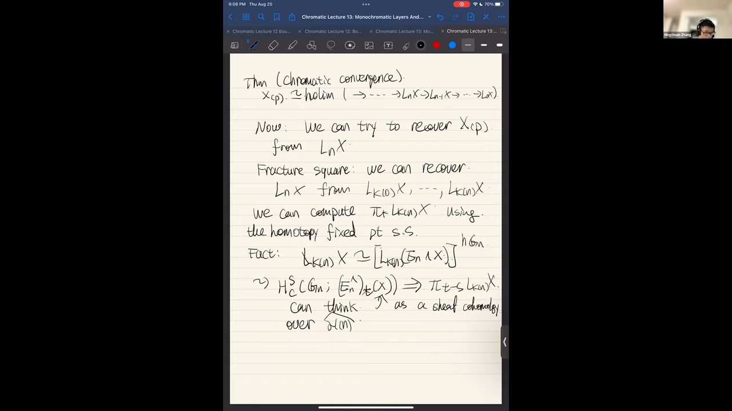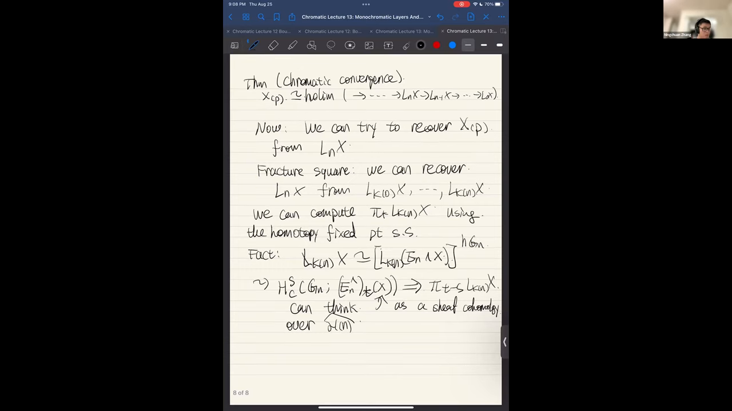And maybe a way to package all those connections between MFG and the moduli stack of formal groups is to say that, maybe I should skip this. But let me just say this. Let me just skip that part. I'm running short on time. So, okay, next, monochromatic layer. So you might want to call this K(N) localization of X the monochromatic layer. Sort of it's like we just look at the height N layer.